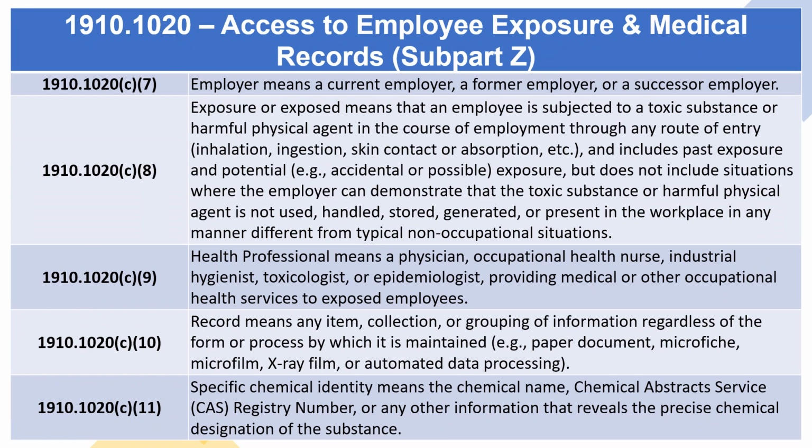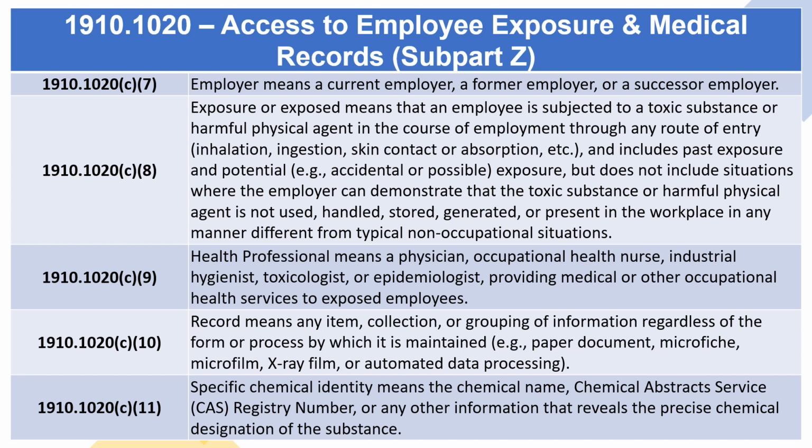1910.1020(c)(7) Employer means a current employer, a former employer, or a successor employer. 1910.1020(c)(8) Exposure or exposed means that an employee is subjected to a toxic substance or harmful physical agent in the course of employment through any route of entry, inhalation, ingestion, skin contact or absorption, etc., and includes past exposure and potential, e.g., accidental or possible, exposure, but does not include situations where the employer can demonstrate that the toxic substance or harmful physical agent is not used, handled, stored, generated, or present in the workplace in any manner different from typical non-occupational situations.